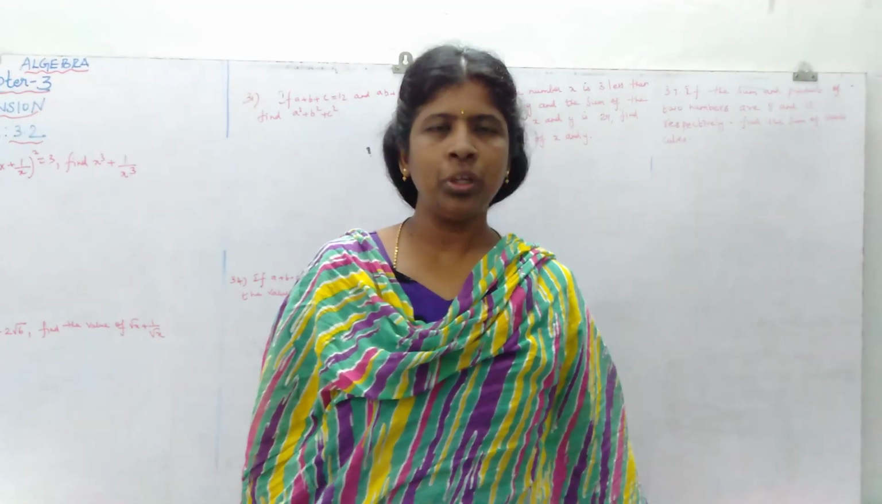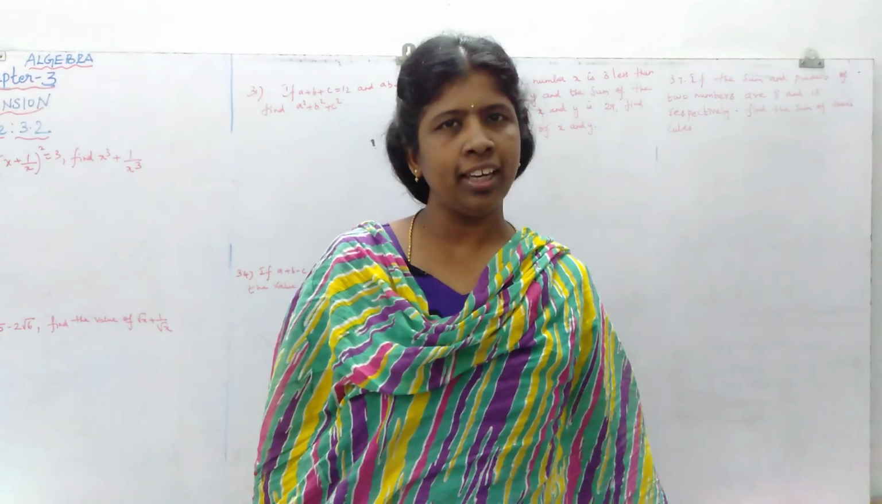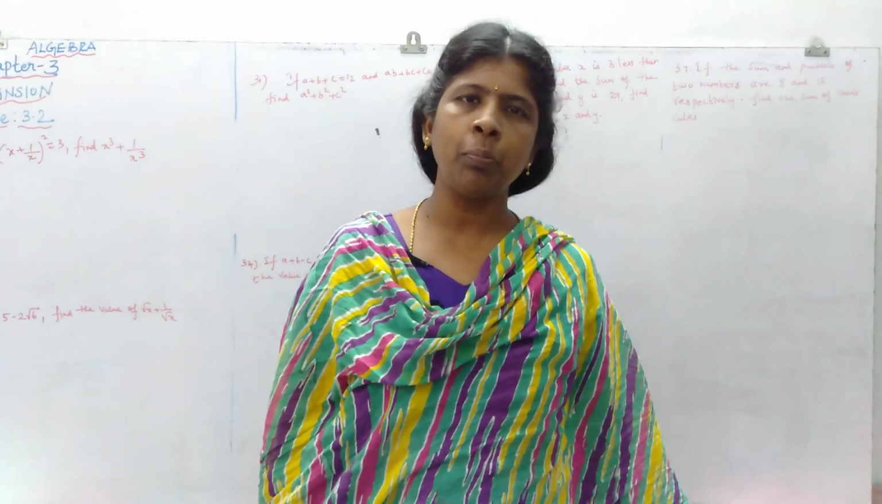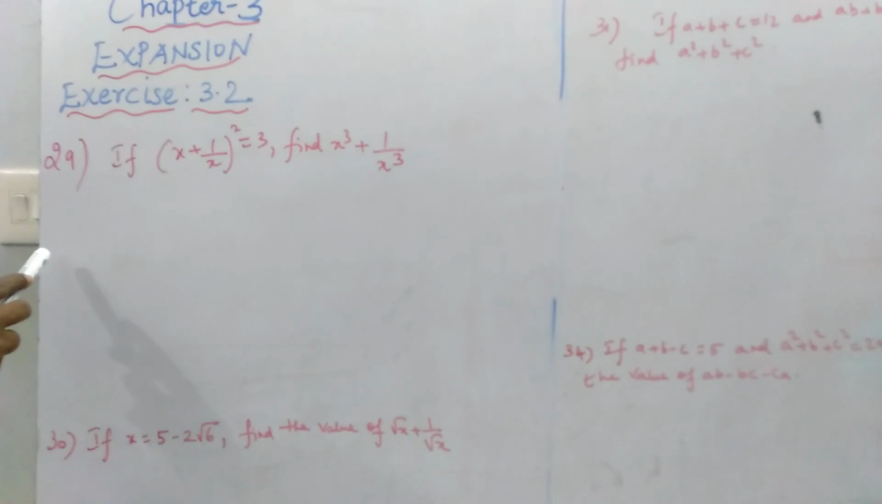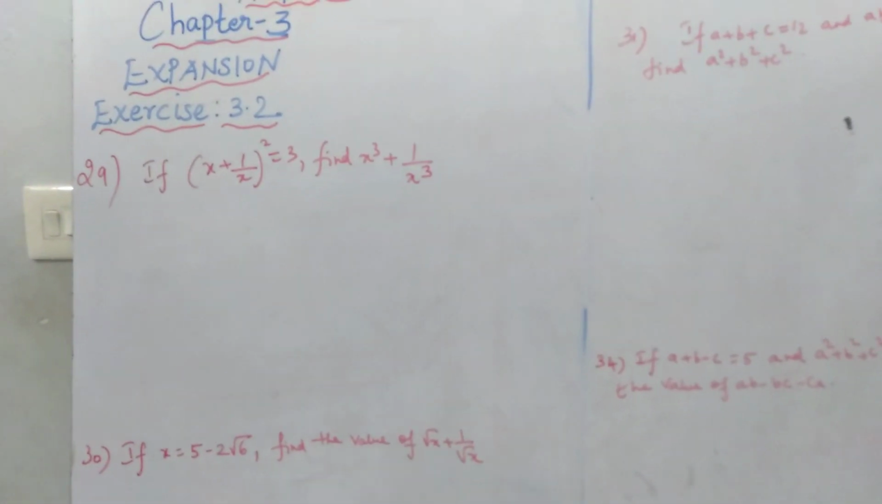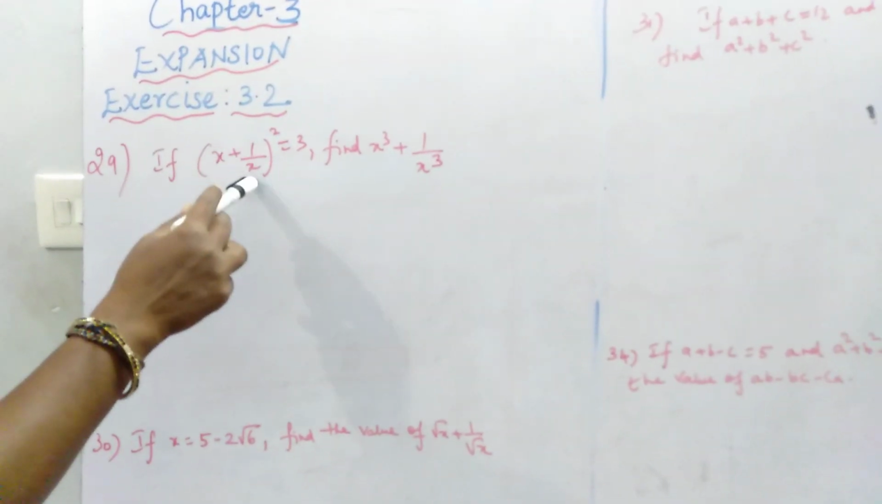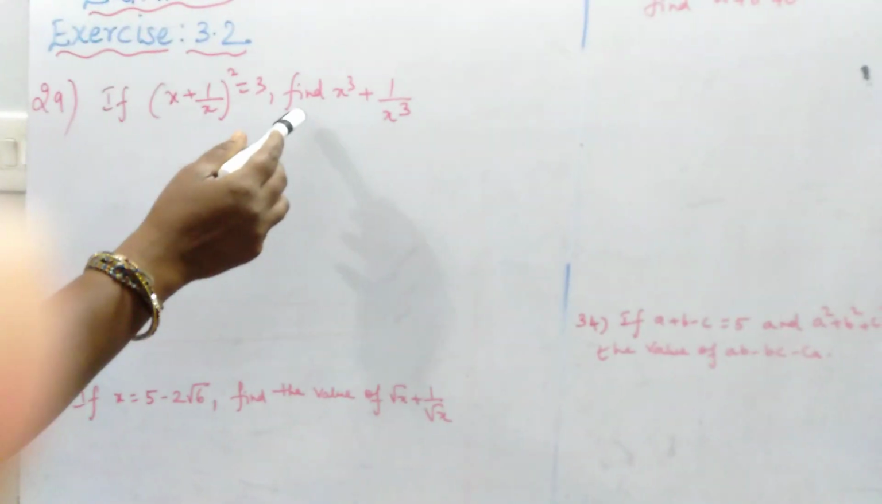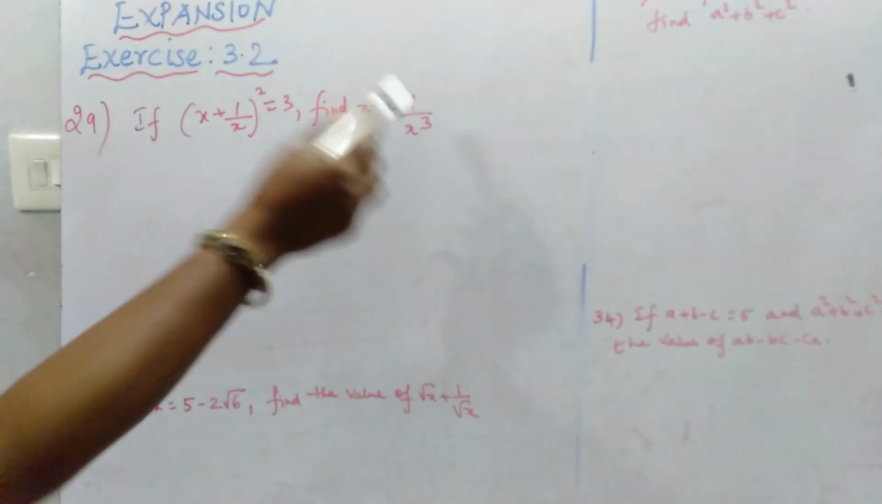Channel. Today we are going to see chapter 3, expansion, exercise 3.2. Question number 29. The question is, if (x + 1/x)² = 3, we are supposed to find x³ + 1/x³.